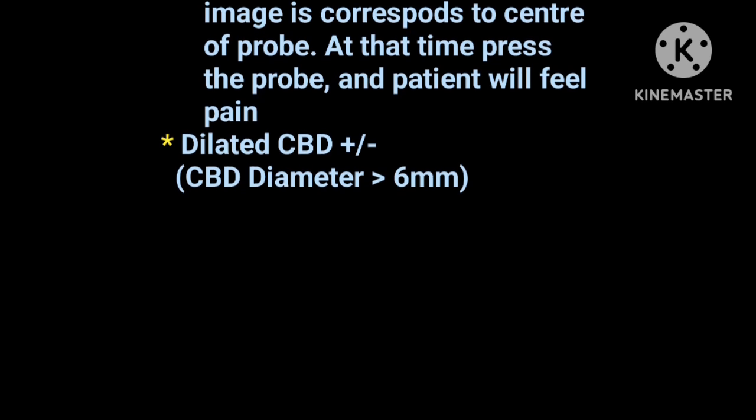Lastly, you have to image the CBD and take information whether it is dilated or not and what its content is. More than 6 millimeter diameter of the CBD means dilated CBD. We will discuss the CBD in detail later.